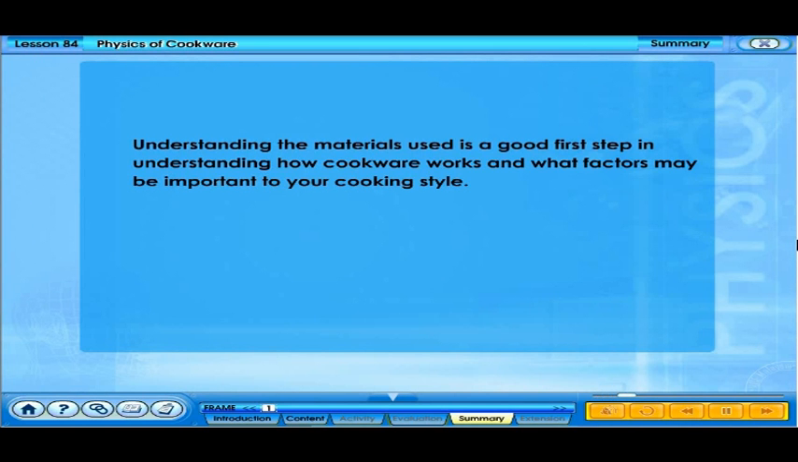Understanding the materials used is a good first step in understanding how cookware works and what factors may be important to your cooking style.